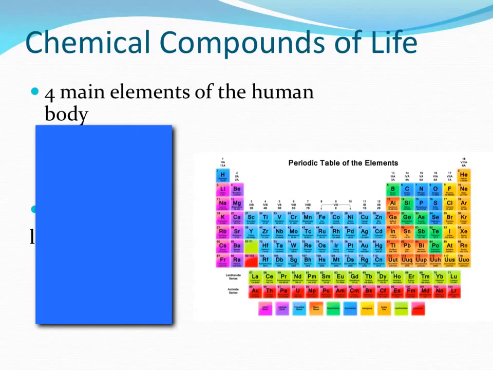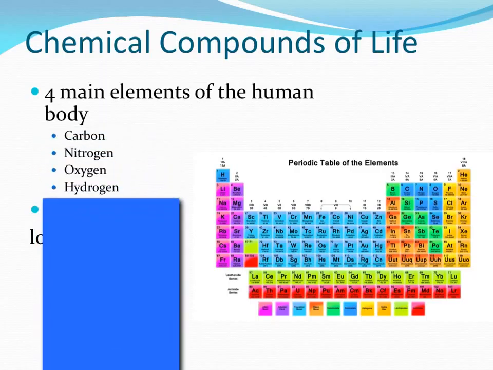In fact, for this one, if you don't want to write this whole thing for your sidebar, you could just write "the elements of life," which would be fine. So the four main elements that make up most living critters are carbon, nitrogen, oxygen, and hydrogen. Of course, hydrogen is there because it's part of H2O. So these are the main elements.